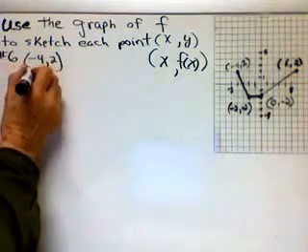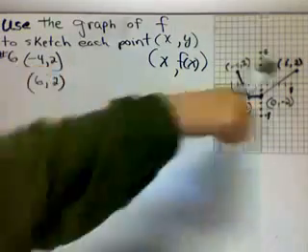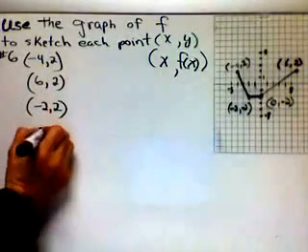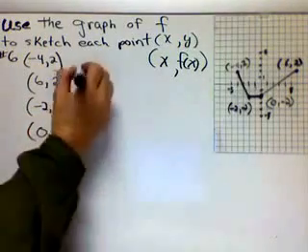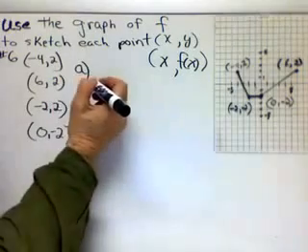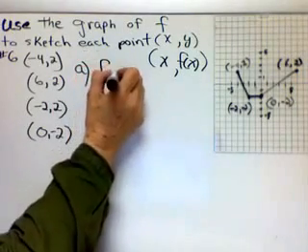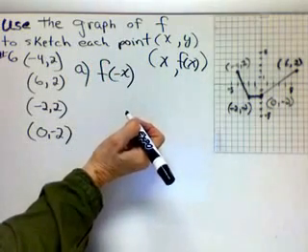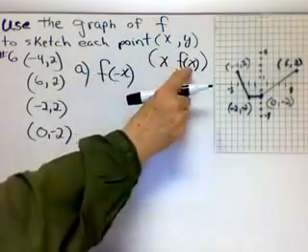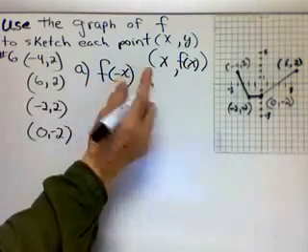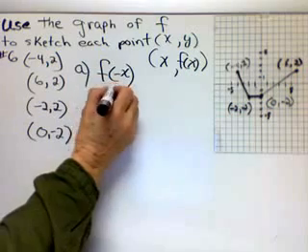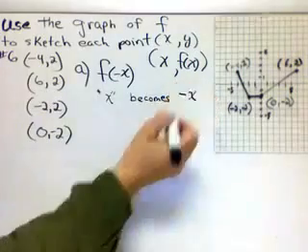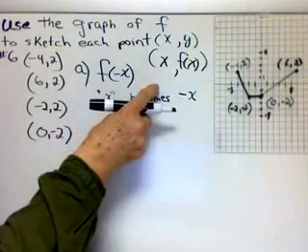So -4, 2, 6, 2 is the other point. Then I have -2, 2, and I have 0, -2. Now, part A says to find f of minus x. So first of all, we need to know what that means. And it means that the x is now the opposite of x. So the x becomes -x in all of the ordered pairs.